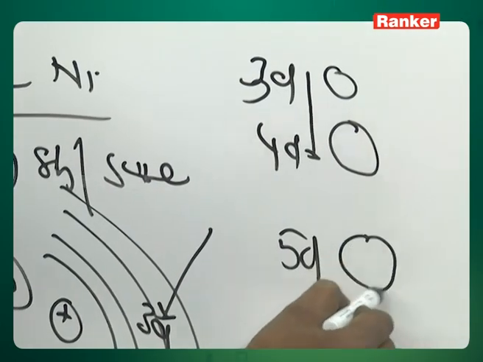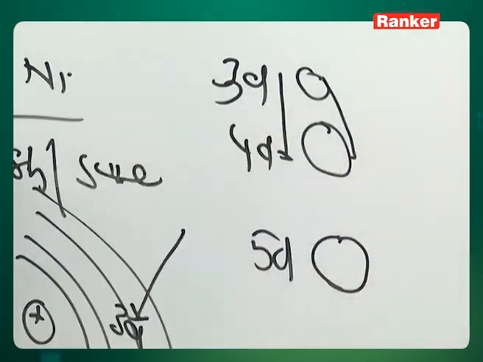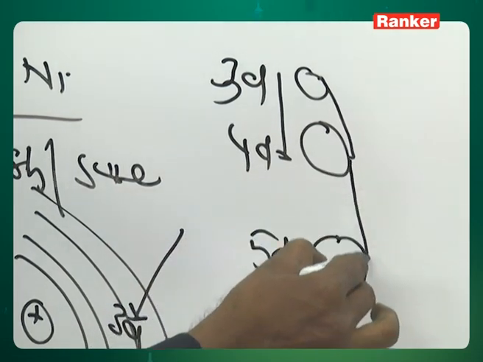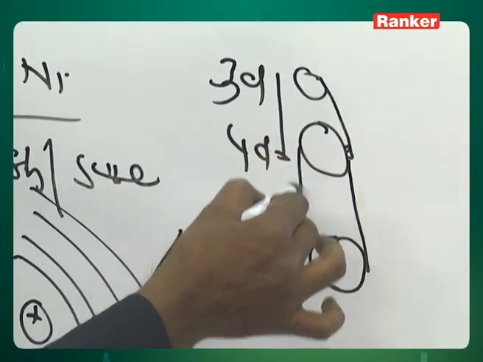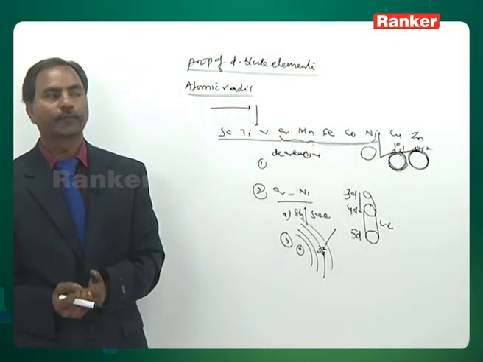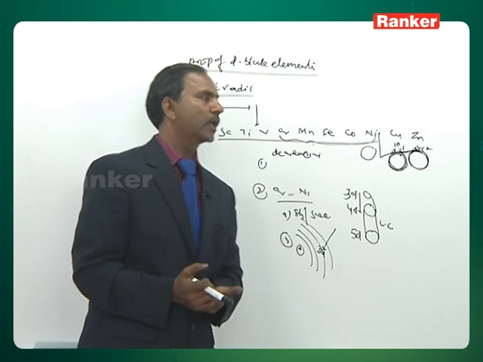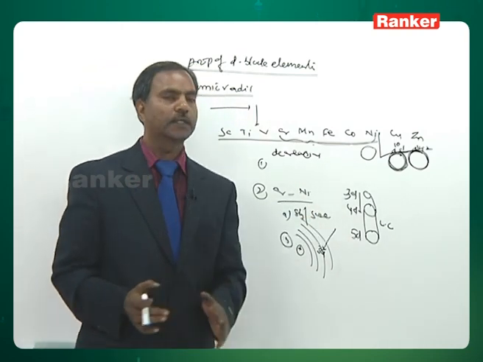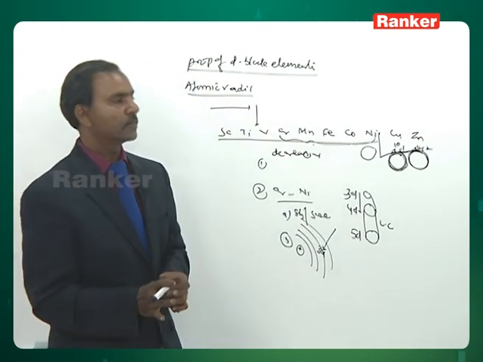Look here: from 3D to 4D you are observing an increase, but from 4D to 5D the atomic sizes are remaining more or less the same. This is due to what reason? Lanthanide contraction. The 4D and 5D elements have more or less the same sizes.